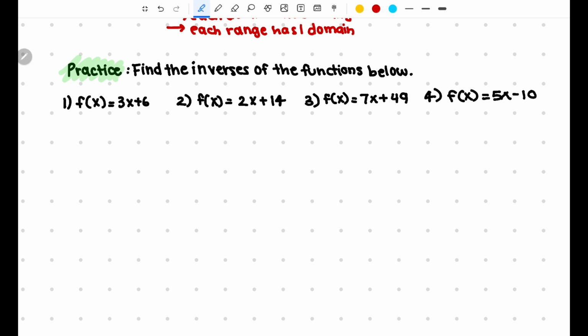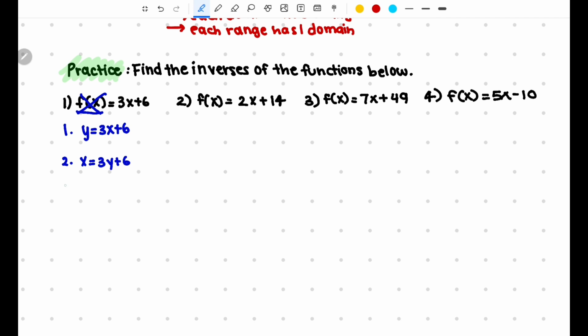All right, number 1, f of x is equal to 3x plus 6. All right, so step number 1 is to replace the f of x with y. So the first thing we're going to do is just take this part out, say y is equal to 3x plus 6. That was step number 1. And now from here, we're going to switch x and y. x is equal to 3y plus 6.